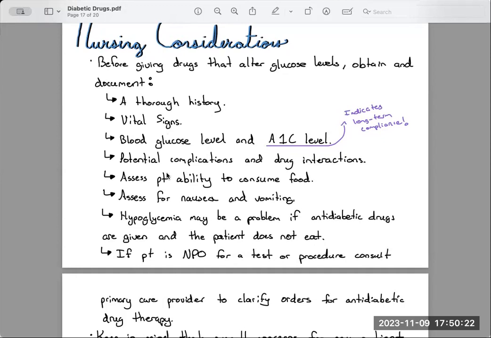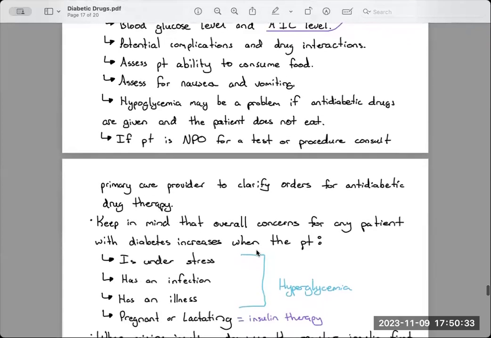We want to look at their vital signs. That might tell us if they're in a hyperglycemic or hypoglycemic crisis. Their blood sugar levels and their A1C, which we do every 3 months, indicate long-term compliance, right? Assess their ability to consume food. In other words, if they are having difficulty swallowing or they're unconscious, we know that we can't give them certain medications, or even a carbohydrate snack or a drink for hypoglycemia, if they can't swallow. We want to assess for nausea and vomiting, because a common sign and symptom when blood sugar is in the 300 or 400 range is nausea and vomiting.